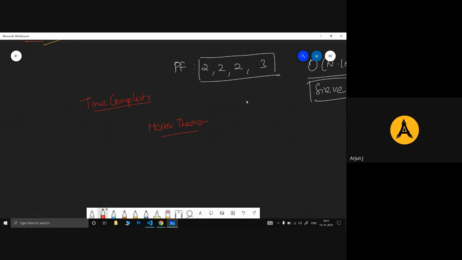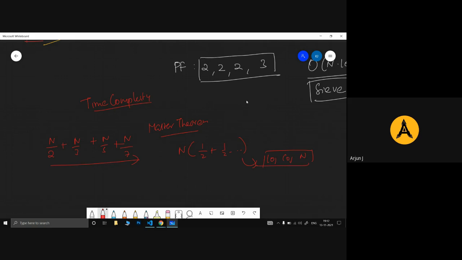As I said, in each iteration, we first iterate n by 2 times, then n by 3 times, then n by 5 times, n by 7 times, and so on. All these are going to be prime numbers. So when we take n common out, we would have 1 by 2 plus 1 by 3, and so on, and this is a harmonic progression which would give you log of log n. This is all based on theorems and mathematical proofs.